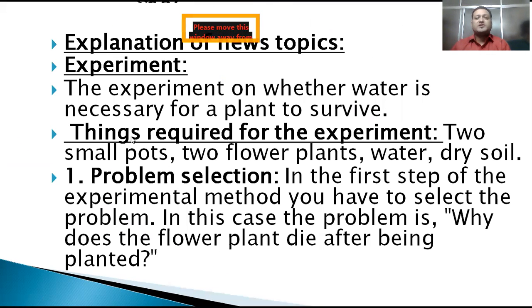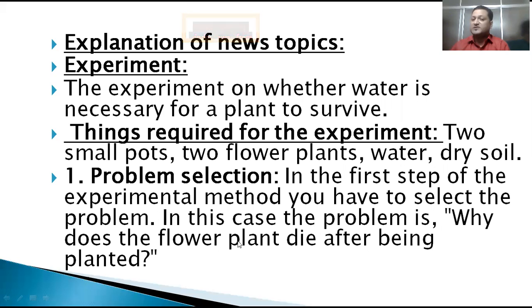Well, students, explanation of these new topics. What is this? First of all, the experiment process. Number one, experiment: what is necessary for plants to survive. That means what question you have taken about the necessity of plants to survive. What plants actually need to survive. Then things required for the experiment. What types of tools are needed? Two small pots, flower plants, water, dry soil.